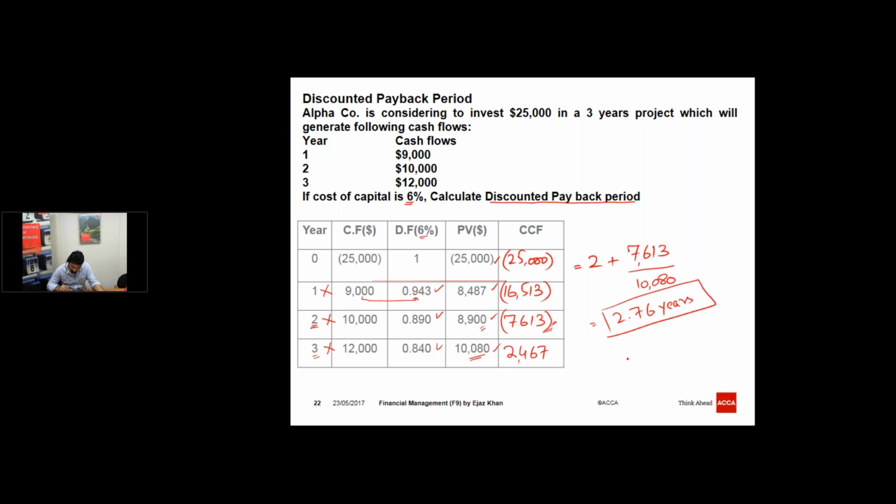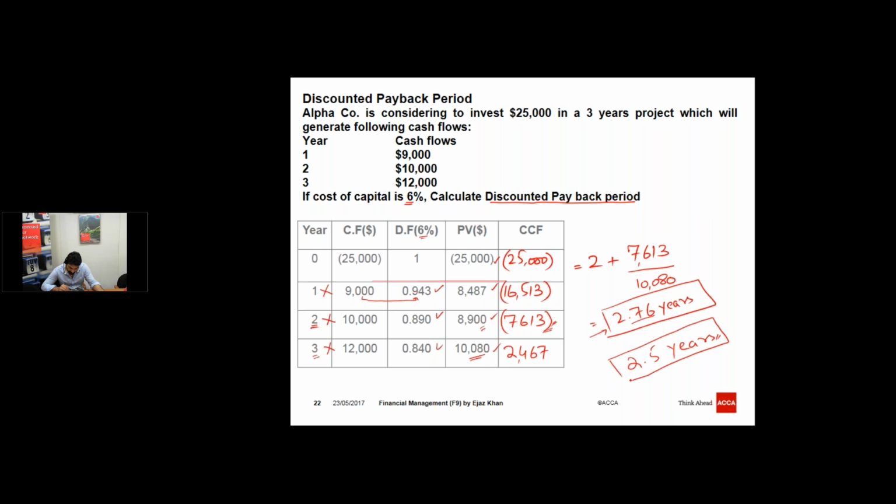And the simple payback period was 2.5 years, remember? Yes, we can multiply 0.76 with 12 to get the answer in months. So we'll get 2 years and I guess 9 months, yes. Now, look at these two values. This is not a coincidence that we have got a higher value for this discounted payback period than the simple payback period. This will always happen. The discounted payback period, remember, will always be longer than the simple payback period.